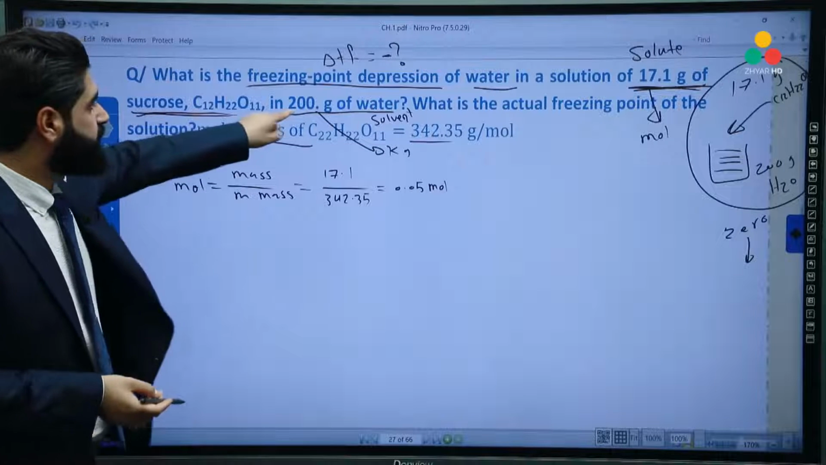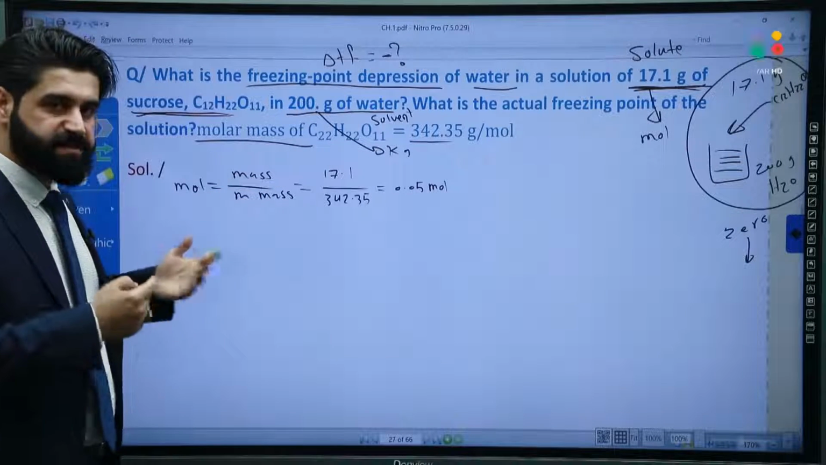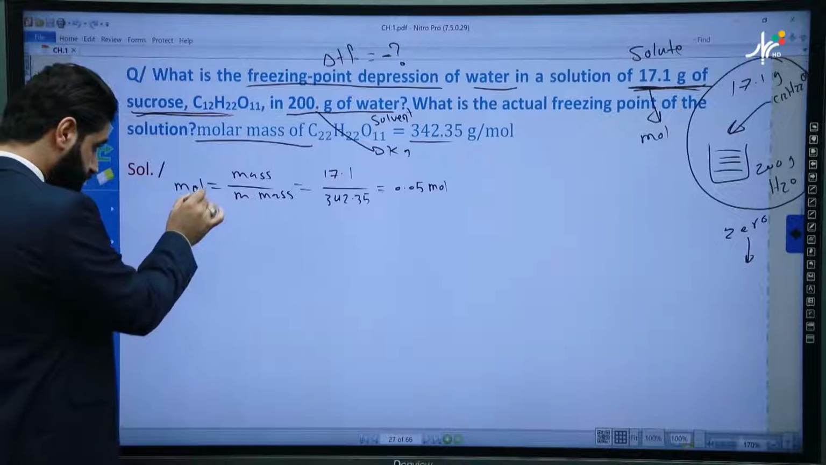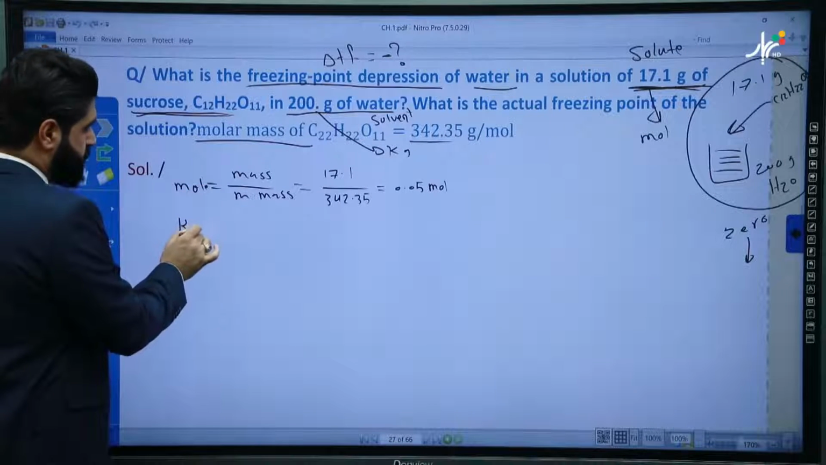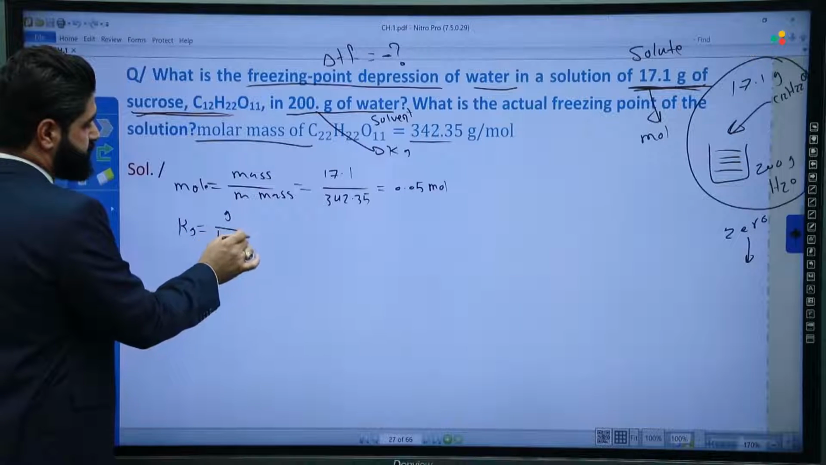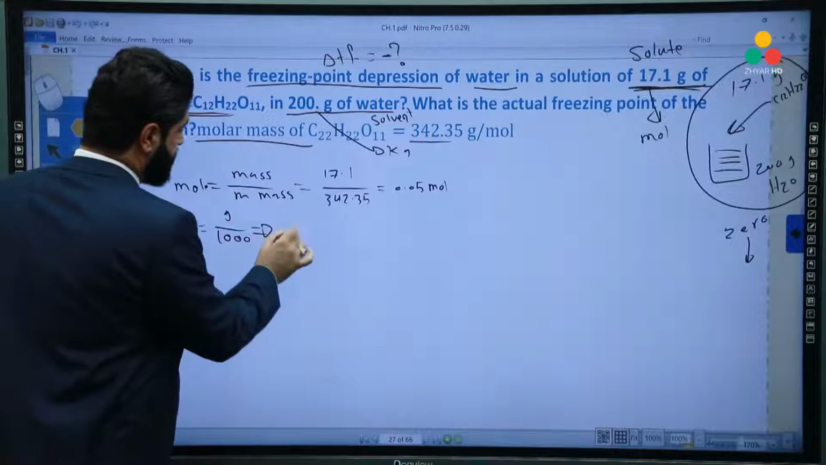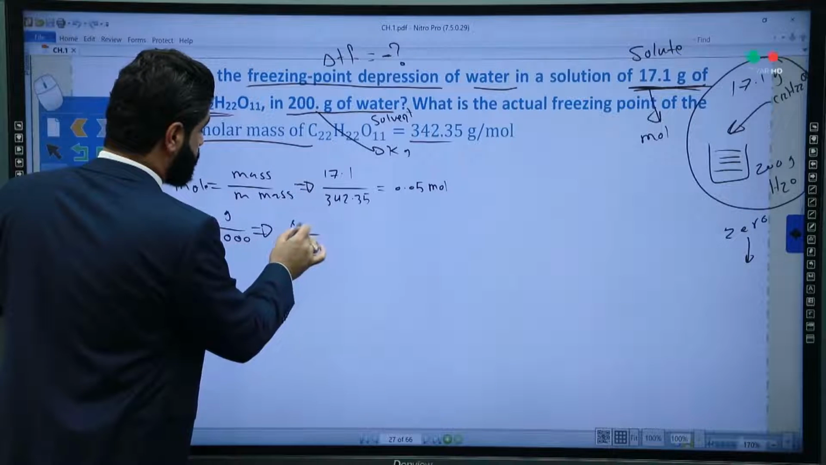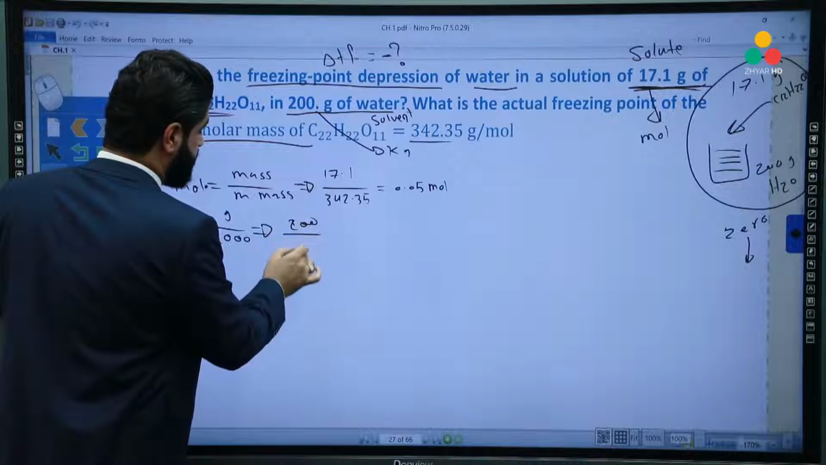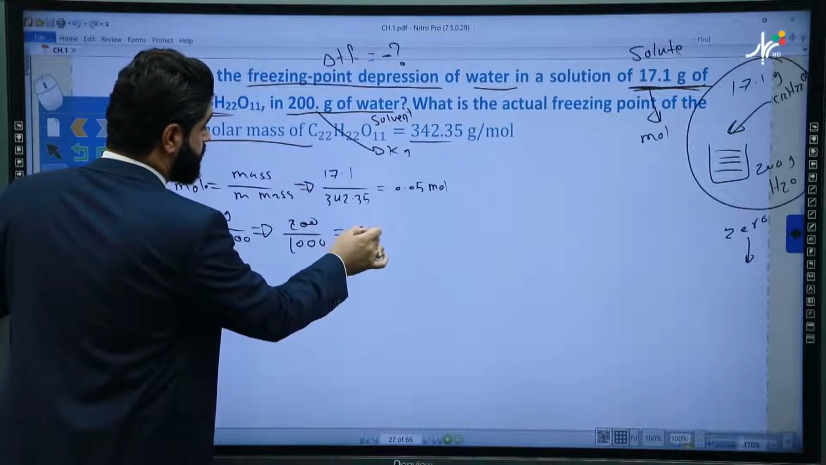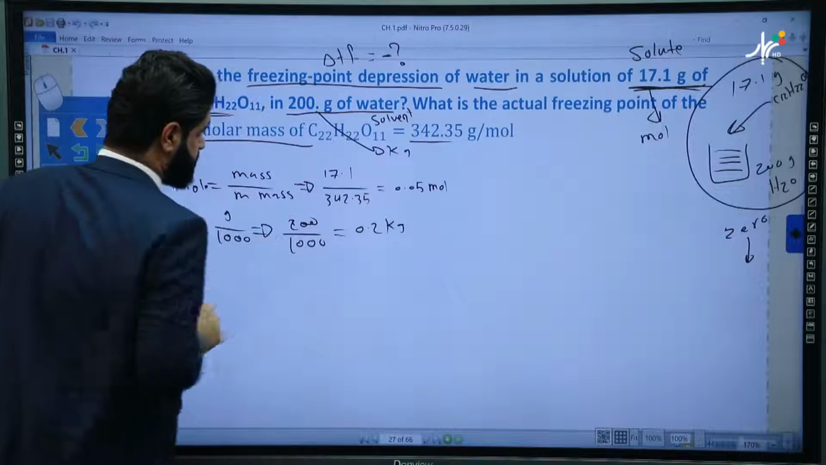And another thing, 200 grams must be converted into kilograms. So kilogram equals grams divided by 1,000. In this way it's better. It will be 200 divided by 1,000 equals 0.2 kilograms.